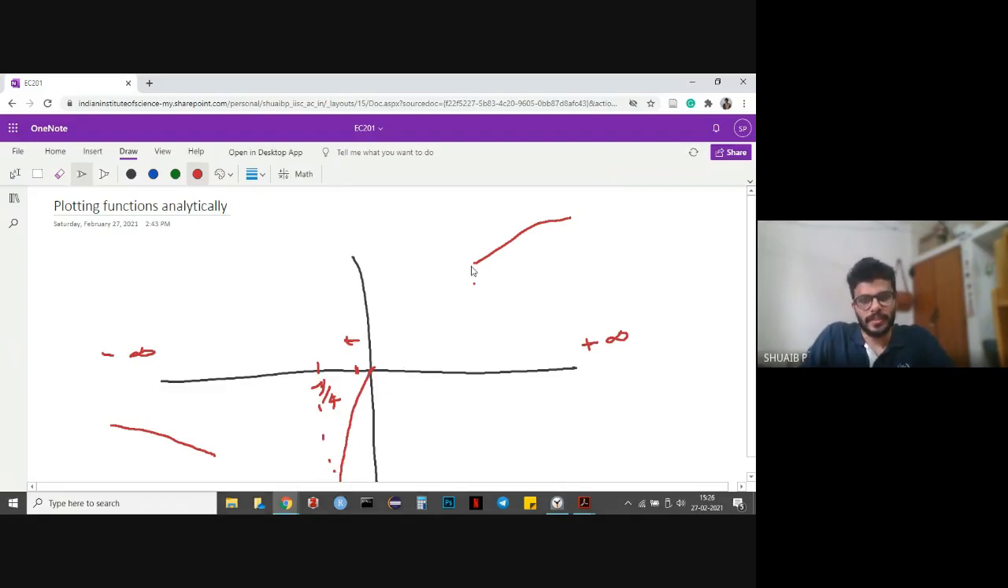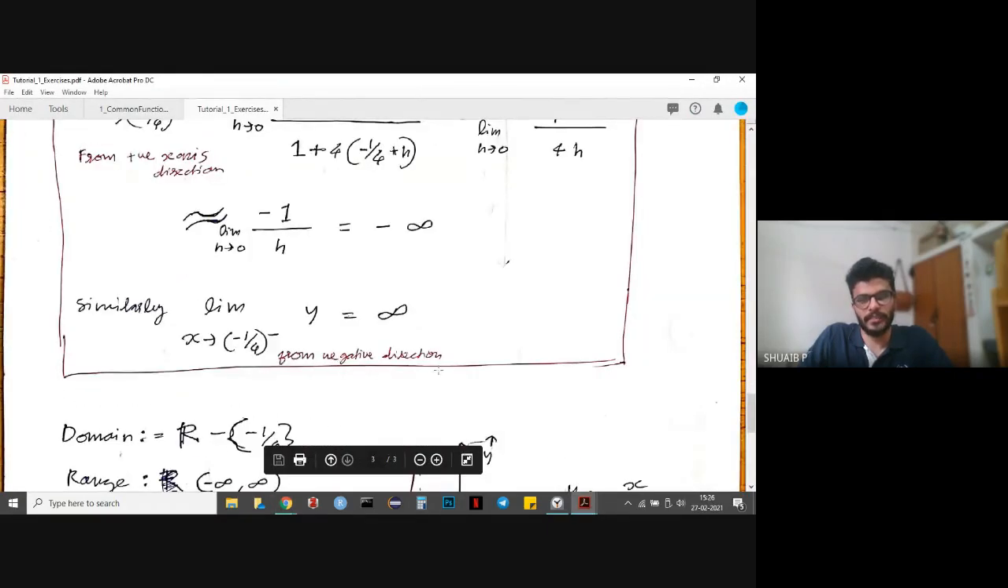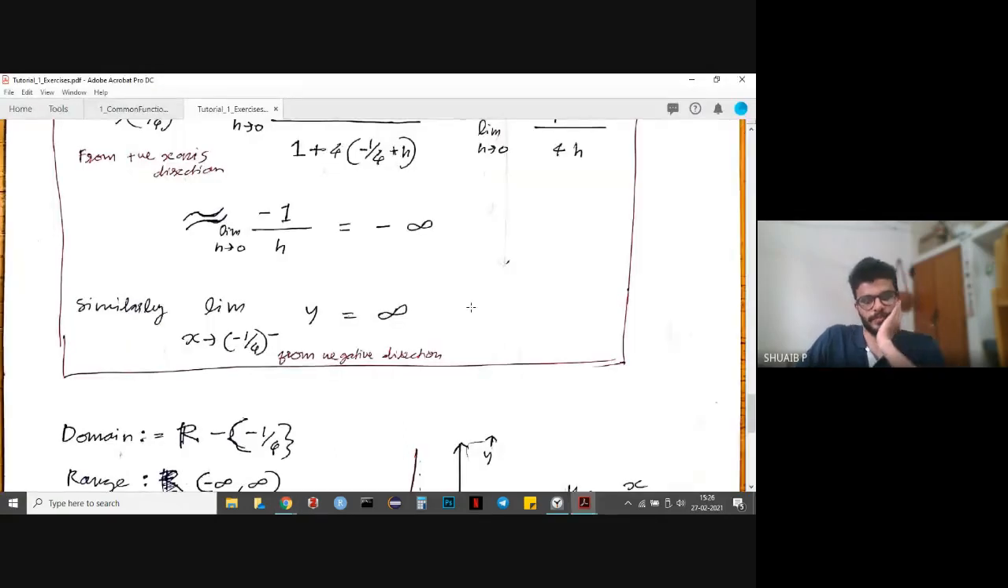Similarly, we can solve for the limit from the negative direction, the negative x-axis, and get the limit to be infinity. So which implies the function approaches infinity when we are approaching from this direction. This will be something like this. Are you guys able to follow now?